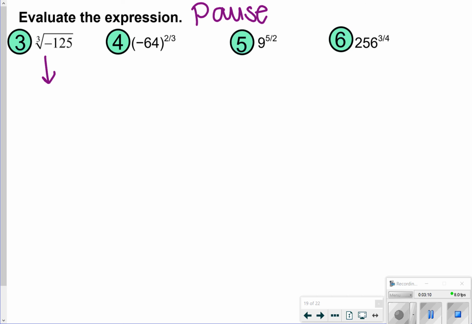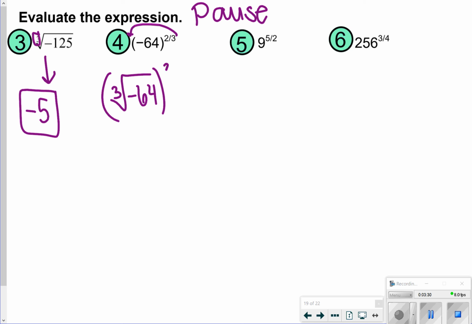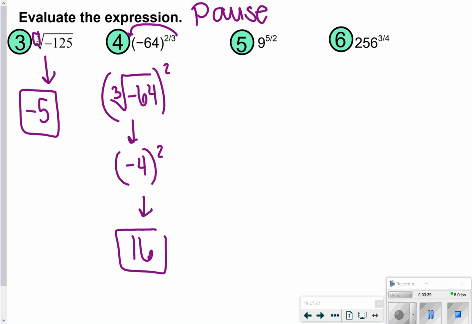So number 3 is a popular one. The cube root of -125 is -5. Remember, we can have odd roots equaling a negative number. You just can't have any even roots. For number 4, if we look at it, we're going to take this 3 and put it in the front. So the cube root of -64, and then to the 2nd power. The cube root of -64 is -4, and then -4 to the 2nd power is a positive 16. So 16 is my answer for number 4.